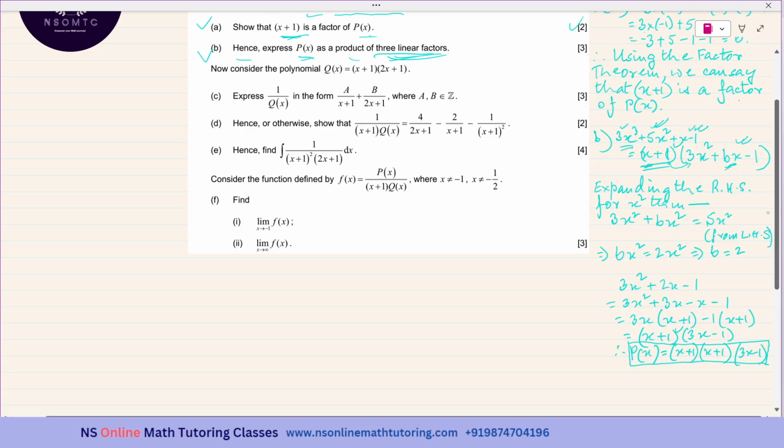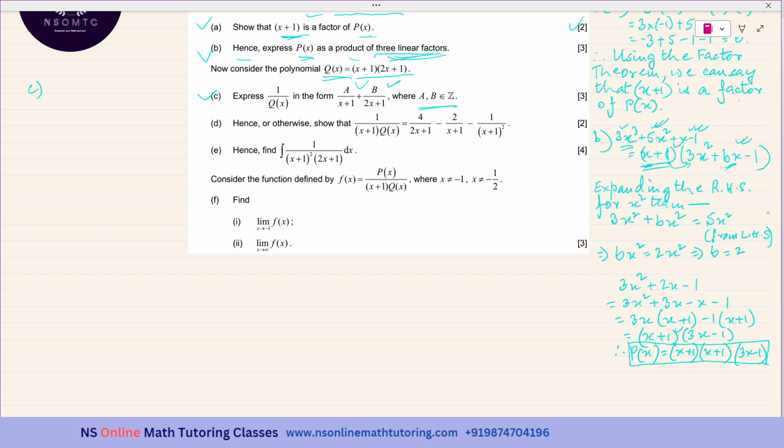Now consider the polynomial q of x equal to x plus 1 times 2x plus 1. Subpart C's question is: express 1 over q of x in the form of a over x plus 1 plus b over 2x plus 1, where a and b are integers. So we have to express this as the sum of the partial fractions.